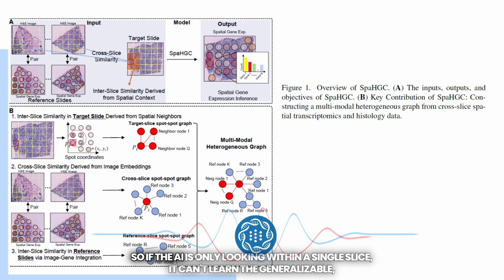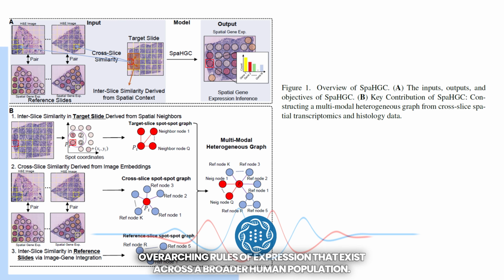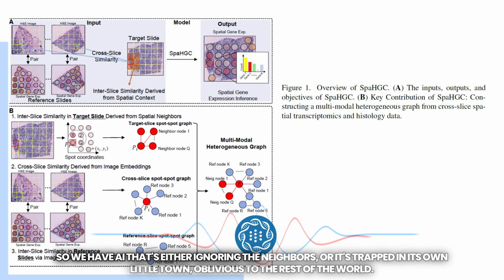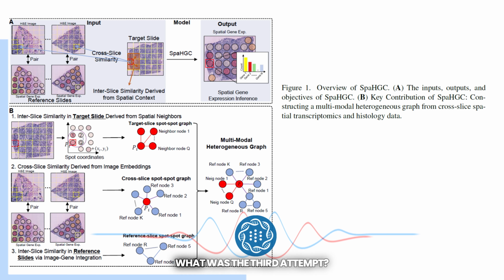Wow. So if the AI is only looking within a single slice, it can't learn the generalizable, overarching rules of expression that exist across a broader human population. It literally misses the forest for the trees. So we have AI that's either ignoring the neighbors or it's trapped in its own little town, oblivious to the rest of the world. What was the third attempt?